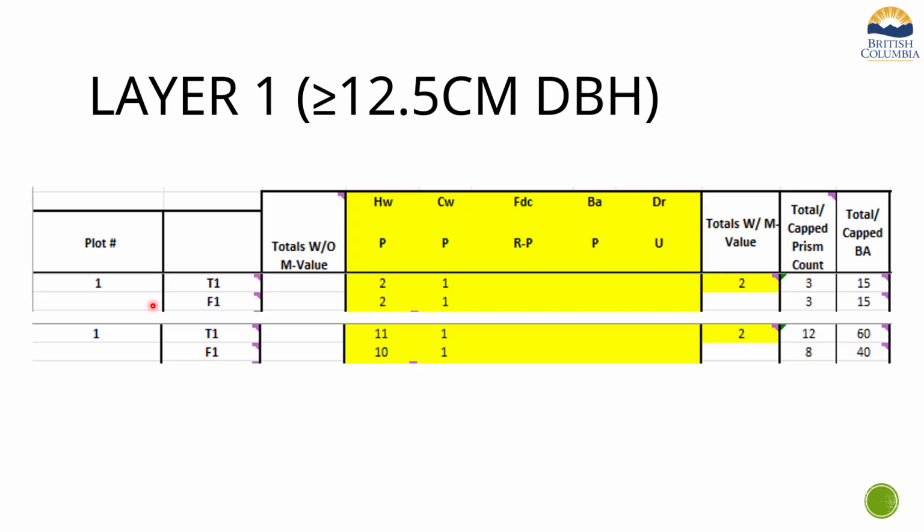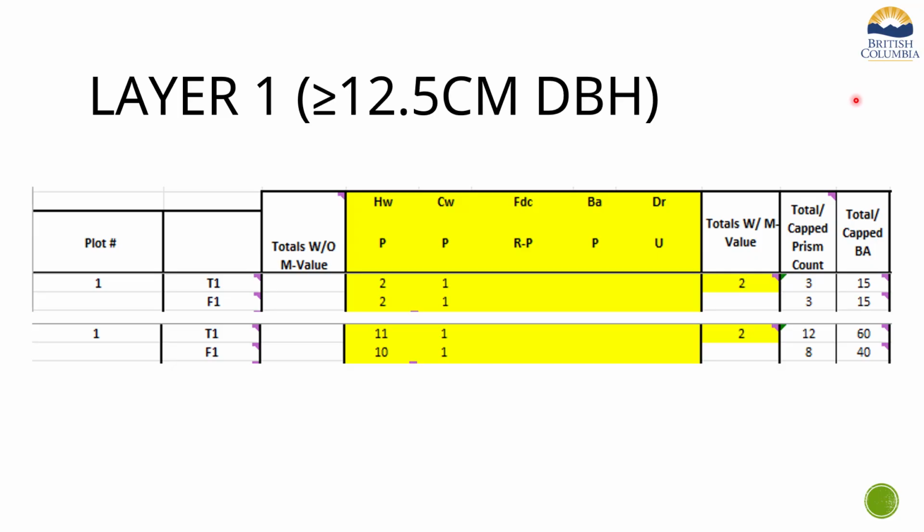So for this plot, using a BAF of 5, I counted 3 in layer 1 trees in my prism sweep. 2 were hemlock and 1 was cedar. This is summed in this column titled Total Capped Prism Count. In the next column over, the prism count is multiplied by the BAF to give you total basal area. So 3 times 5 equals 15. This happens automatically if you've entered the BAF in the FS 657.